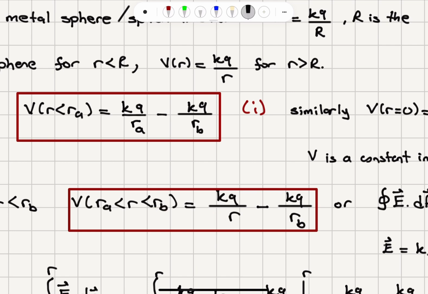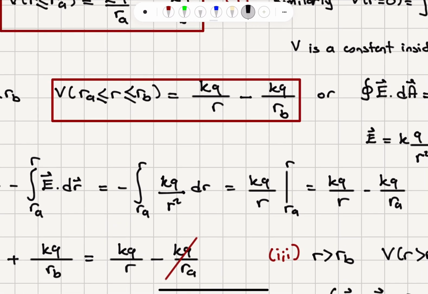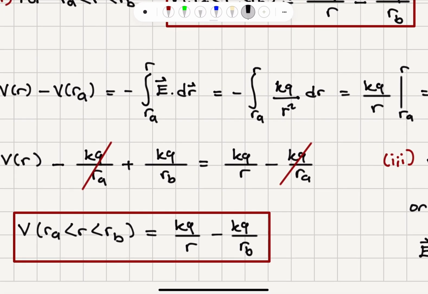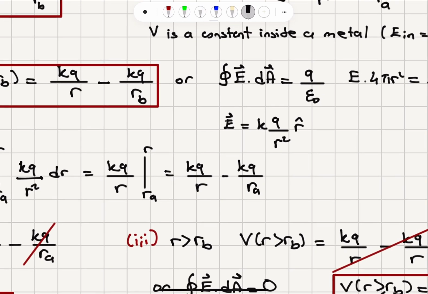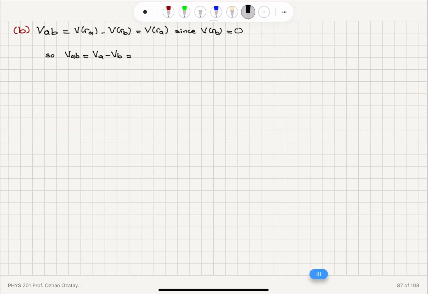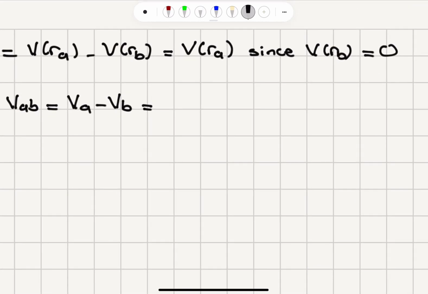Actually, here I could say that this is less or equal to, because they give the same answer. This is greater or equal to and less or equal to. And also for this one, this is greater or equal to r sub b, because at r sub b I will obtain 0 potential. So this basically implies that my answer is kq, one over r sub a minus 1 over r sub b.